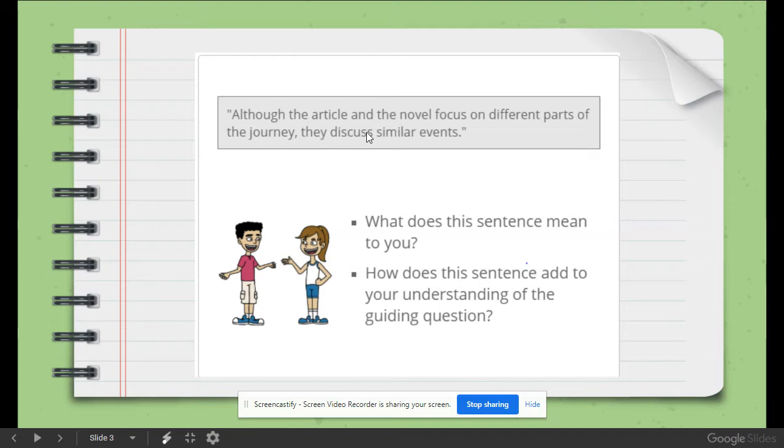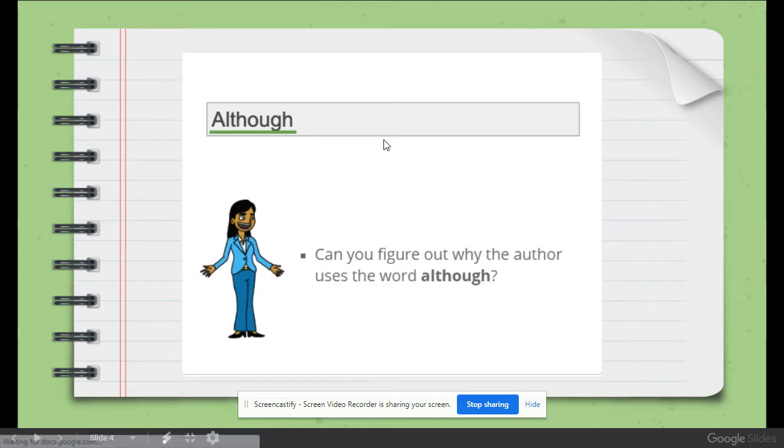Although the article and the novel focus on different parts of the journey, they discuss similar events. We're going to go through this language dive and break down this sentence and look at what each part of this sentence does. First, let's look at the word although. Why does the author use the word although at the beginning of this sentence?